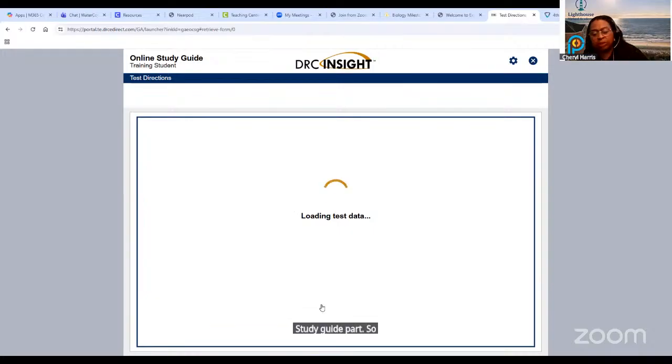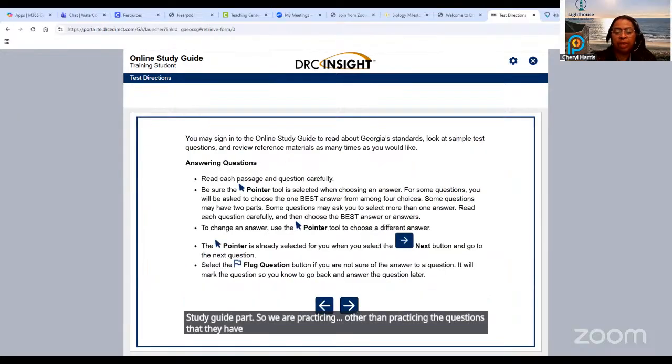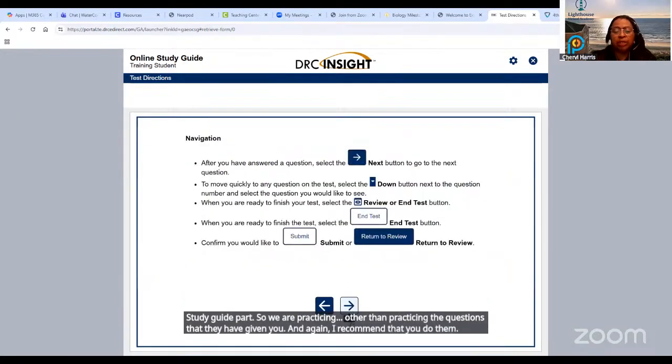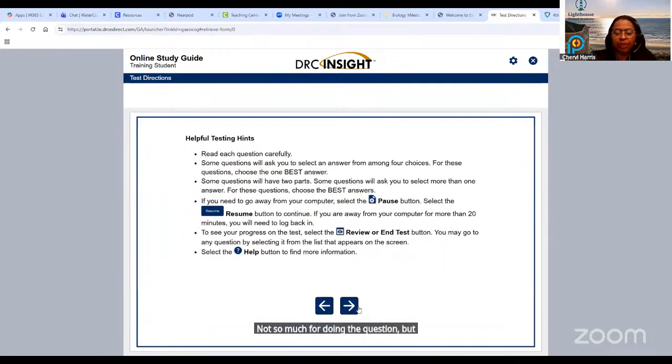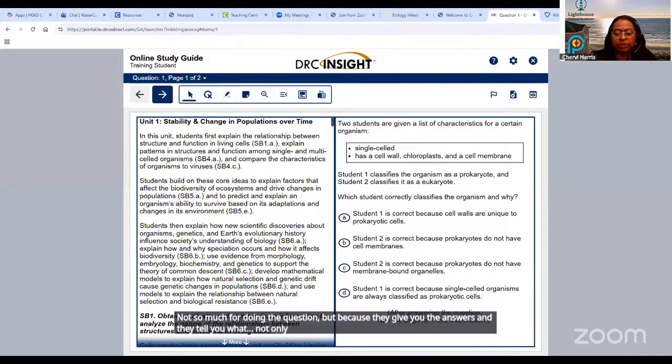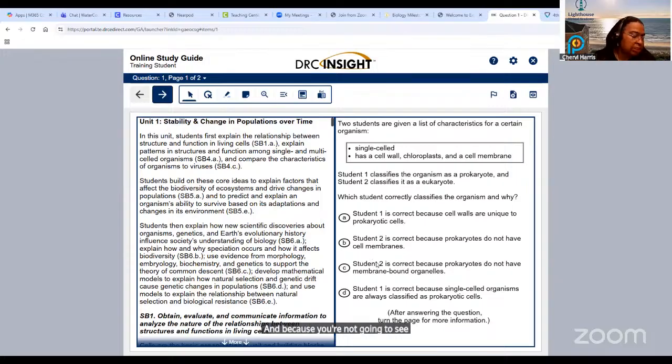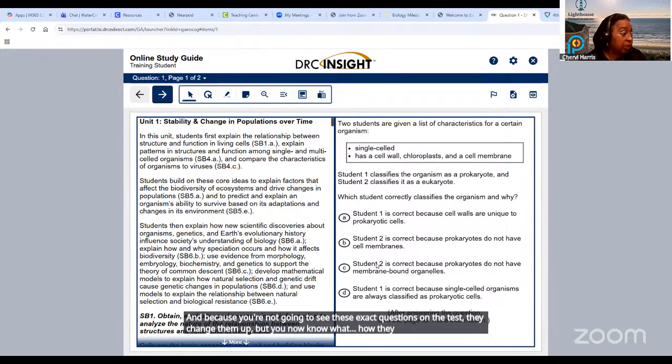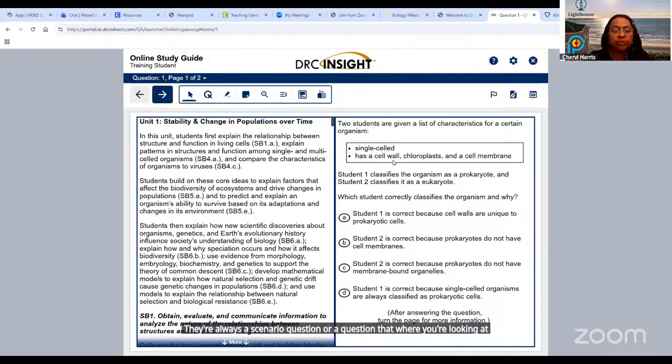We are practicing, other than practicing the questions that they have given you. And again, I recommend that you do them, not so much for doing the question, but because they give you the answers and they tell you not only what the right answer is, but why the other ones are wrong. You're not going to see these exact questions on the test, they changed them up, but you now know how they format the question. So this is how you prepare for this test. It's not a straightforward question. They're always a scenario question or a question where you're looking at pictures and answering a question related to the picture. So that's how you need to be thinking as far as review.